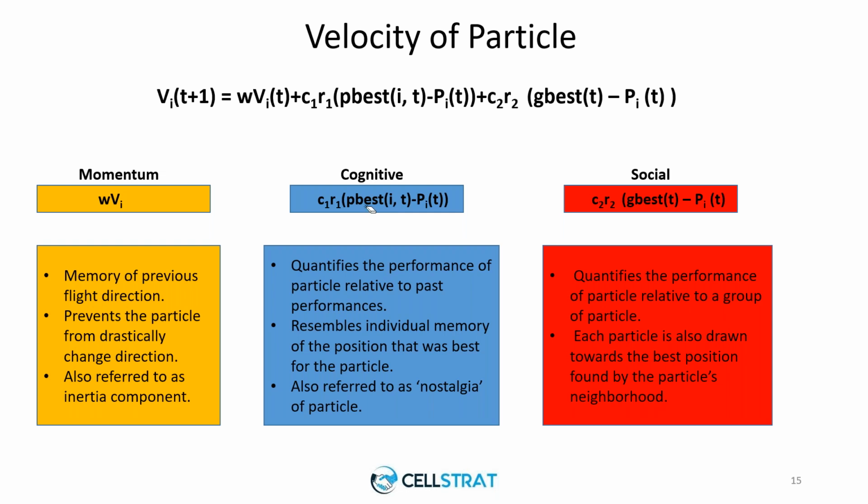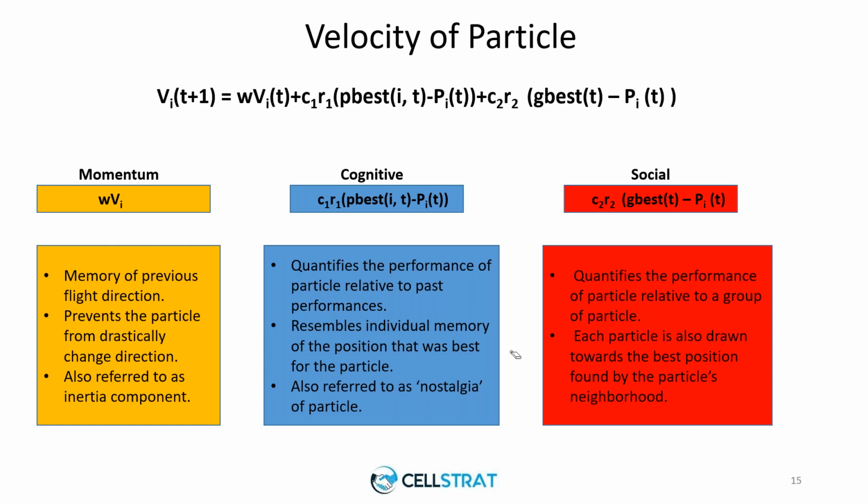Here, if you see, it is basically finding the performance with respect to its relative performance. You are looking at the individual best and subtracting the current position from it. So it remembers the individual memory of the position which was best for the particle, and it's also known as the nostalgia of the particle. And here you have something called social, because you are taking into account the global best. So this quantifies the performance of the particle relative to a group of particles.